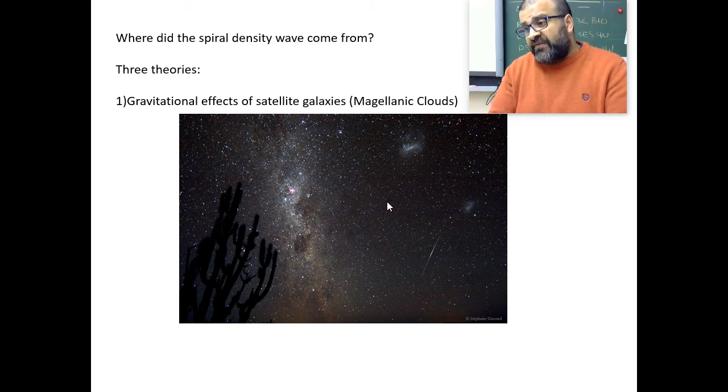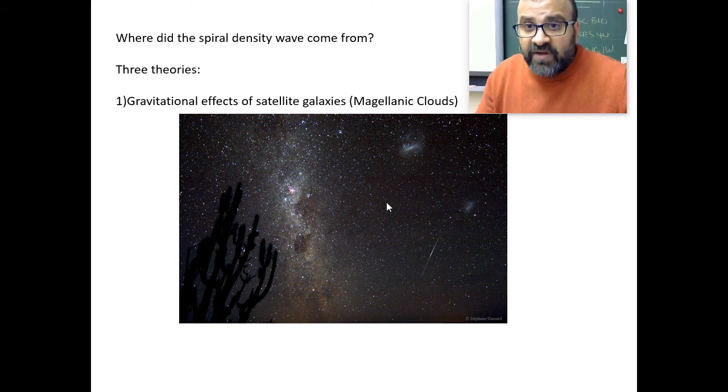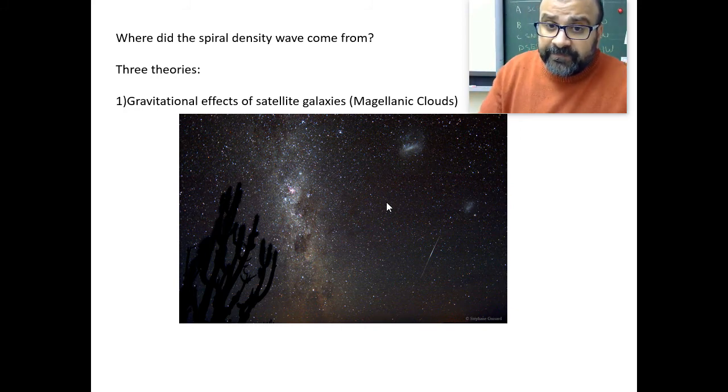Astronomers have noticed a trend that spiral arms seem to be more consistently around galaxies that have other galaxies nearby. So maybe it's the gravity that's doing that, the gravity of these objects pulling on our galaxy.